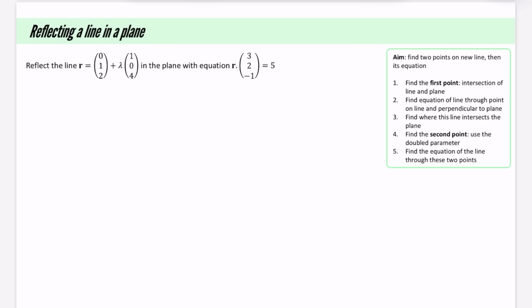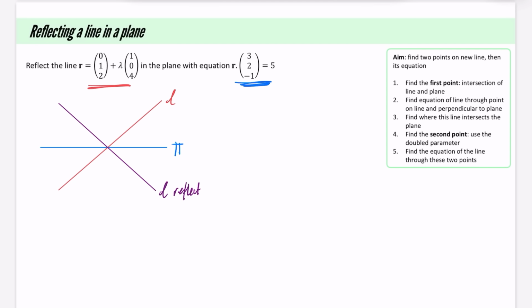So the aim in this question, we're going to reflect this line in this plane, is to find 2 points on the new line and then find its equation. So this plane that we've got here, I'm just going to draw it from the side angle like this. This is the equation of the plane. And I'm going to say that this line over here is the old version of the line. I'm just going to call it the red one. When we reflect it, it is going to look like this. So this is the reflected line.